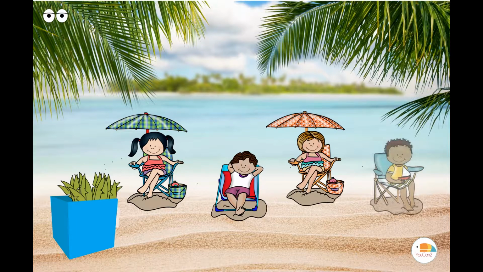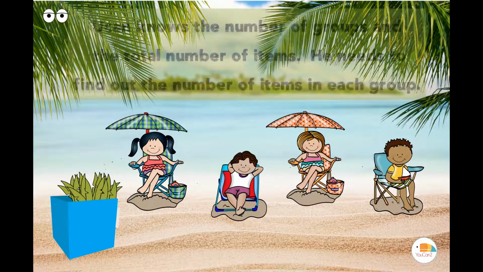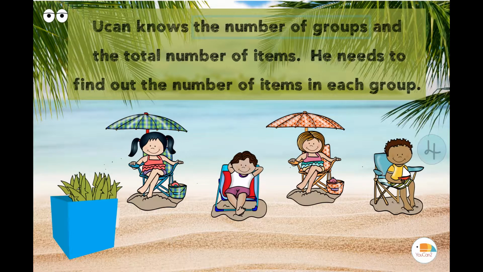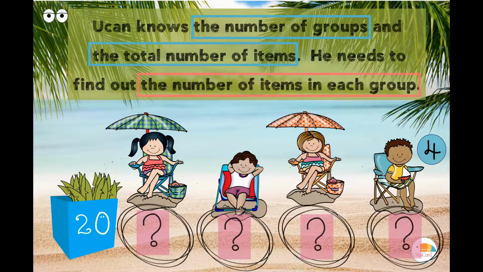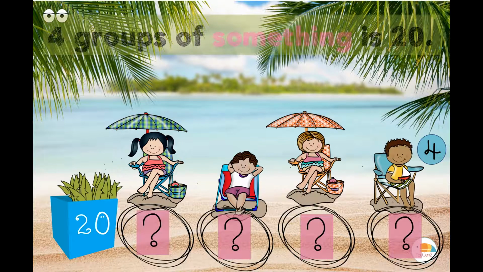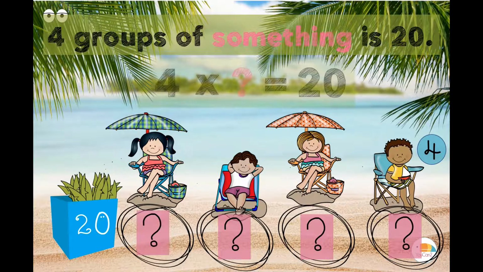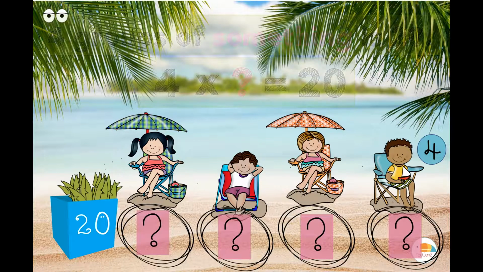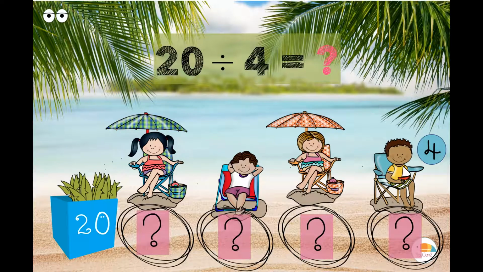So if you've got 4 kids and you've got 20 palm leaves, you're wondering how many leaves each kid's gonna get. You know the number of groups, that's 4. You know the total number of items, that's 20. But what you're trying to figure out is the number of items each kid is gonna get, the number of items in each group. So that's 4 groups of something is 20, or 4 times something equals 20. And remember, when I know the total number of items and I know the number of groups but not the number of items in each group, that's a division problem.